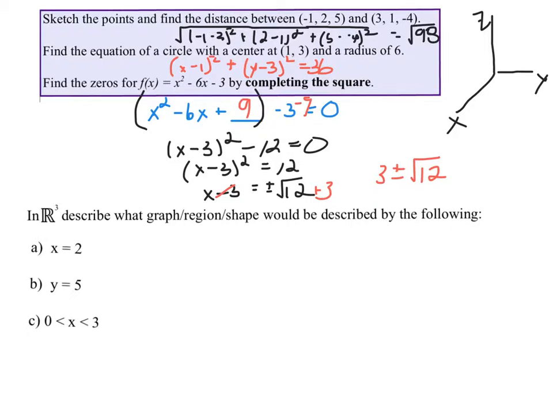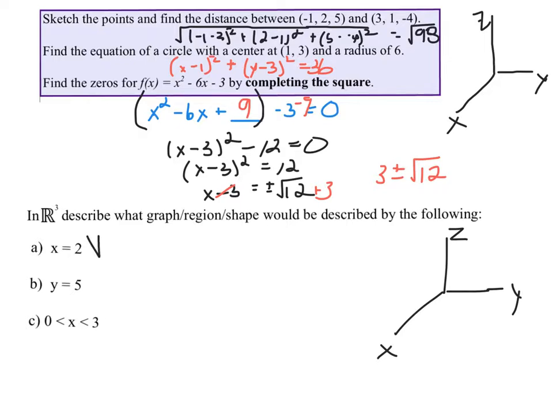Okay? Finally, in three-dimensional space, describe the graph, region, or shape. Well, this first one, x equals 2. So remember again, let me just draw another quick little sketch here. We've got x, y, and z. Let's talk with a pointer about what these would look like. If x was 2, so we come out along the x 2 units, this would simply be a vertical plane that passes through x equals 2.